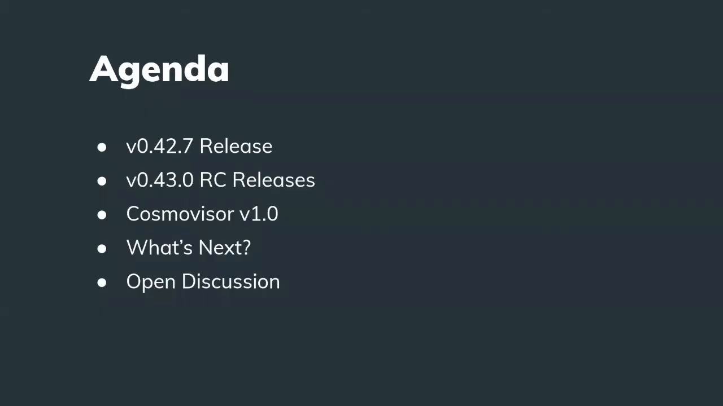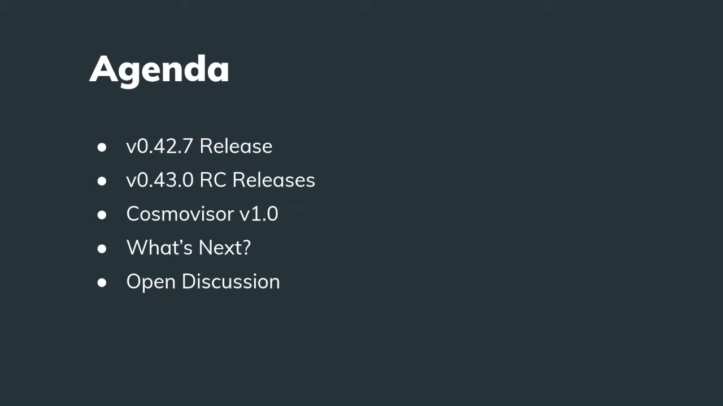Here is the agenda for today. We'll be talking about the 4.2.7 release, as well as the 4.3 RC releases. There have been a couple more RC releases this month. Last month, I talked about the RC0 release, the first RC release for the upcoming 4.3 version of the Cosmos SDK. We're not quite there yet. Hang tight. We've got a couple more RC releases this month, and we're working on getting another one out, which will hopefully be the final RC release. We'll talk about that a little bit more in the upcoming slides.